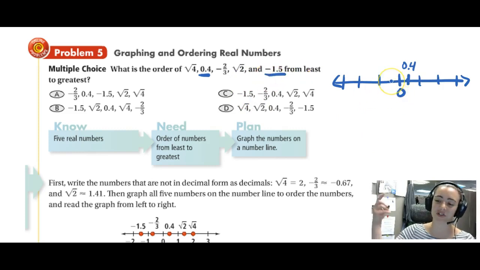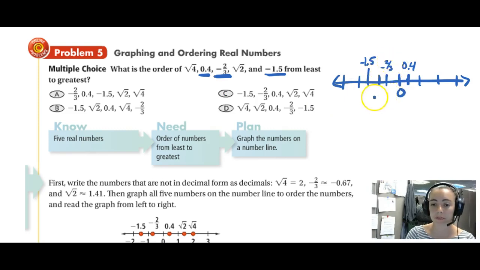Negative 1.5, so it's going in the negative direction, 1.5 more. So negative 1.5. Right, negative 2/3, so it's in the negative direction. Not a whole part, it's 2/3 of the way through, so negative 2/3. Now we're left with our radicals, our square roots here. So we can find the approximation of those. So the square root of 4, that is a perfect square, because 2 times 2 is 4. So square root of 4 is 2. 1, 2.